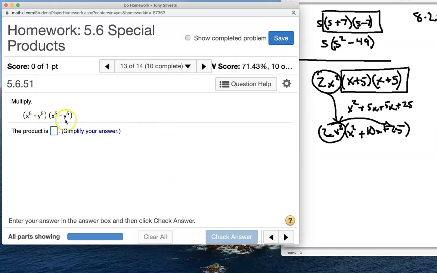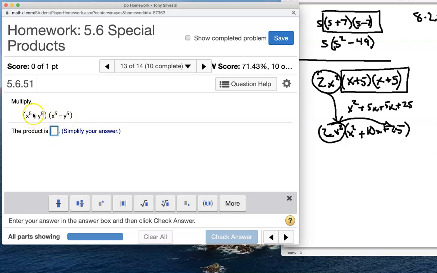Okay, this looks scary, but it follows the same pattern. Look, the same front terms. I don't care that it's x to the 5th. The same back terms. So what I'm going to do is I'm going to say x to the 5th, x to the 5th is x to the 10th. There is no middle term if you do the first, outer, inner, last, minus y to the 10th, when I square the y to the 5th.